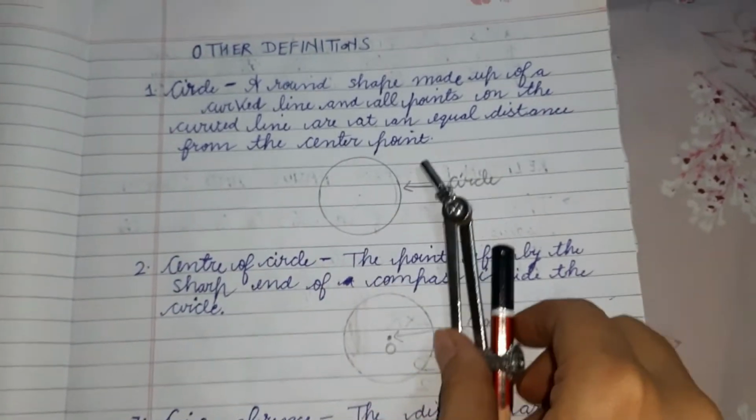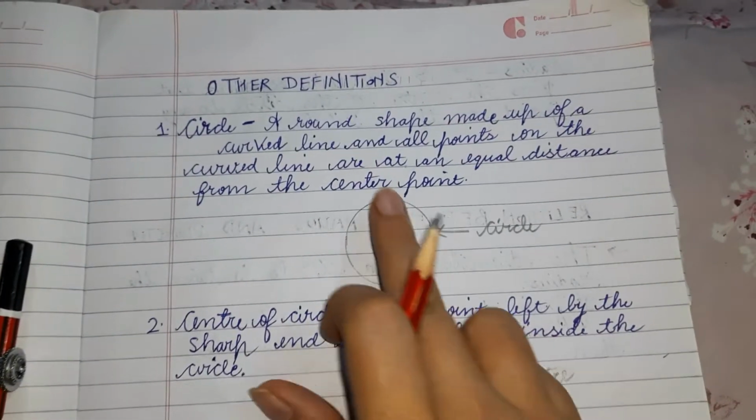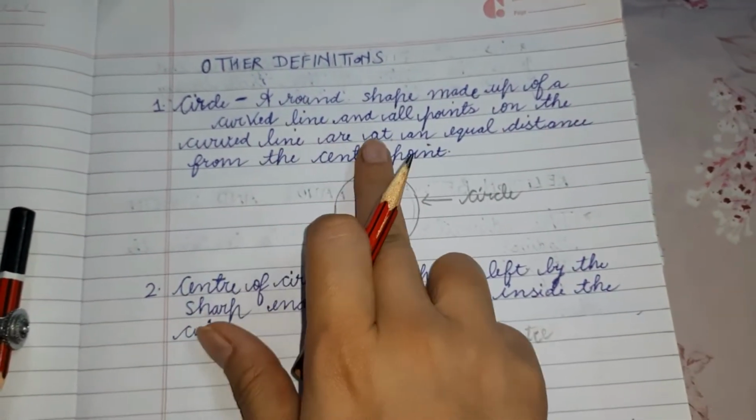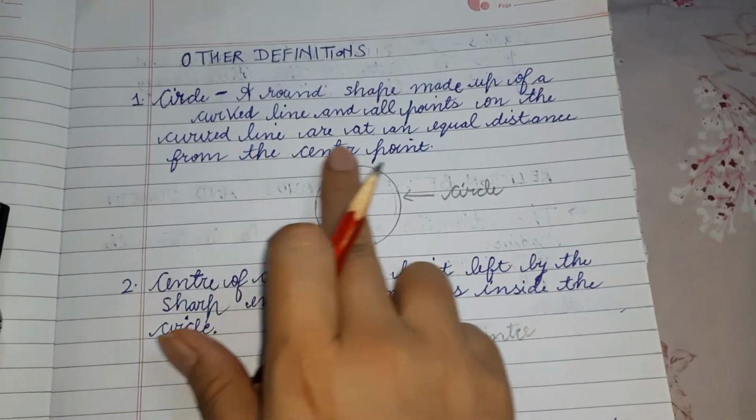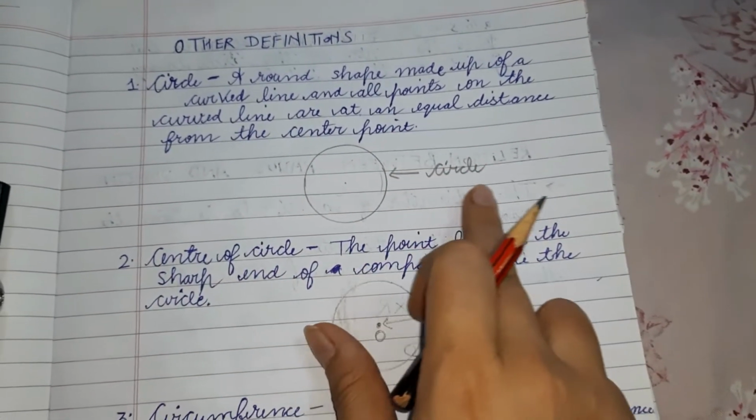So let's understand the definition of circle. What is meant by circle? A round shape made up of a curved line, where all points on the curved line are at an equal distance from the center point. This is known as circle.